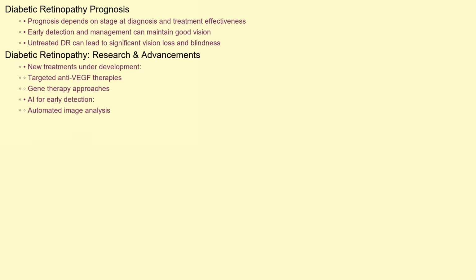The prognosis for diabetic retinopathy depends on the stage of the disease at diagnosis and the effectiveness of treatment. With early detection and appropriate management, many people with diabetic retinopathy can maintain good vision throughout their lives. However, without treatment, the condition can lead to significant vision loss and even blindness. Recent research is focused on developing new treatments, including more targeted anti-VEGF therapies and gene therapy approaches, to further improve the outcomes for people with diabetic retinopathy.